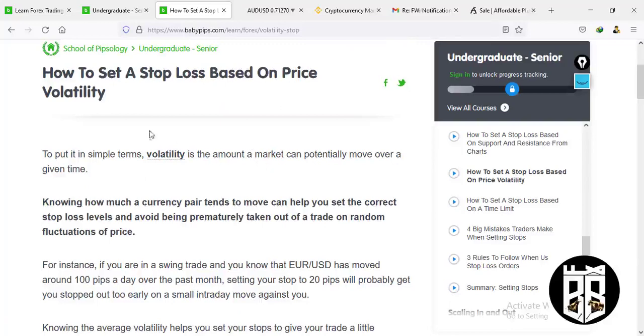So here we are on how to set a stop loss based on price volatility. Now, volatility simply means the amount a market can potentially move over a given period of time. Knowing how much a currency pair tends to move can help you set the correct stop loss levels and avoid being prematurely taken out of a trade on random fluctuations of prices.